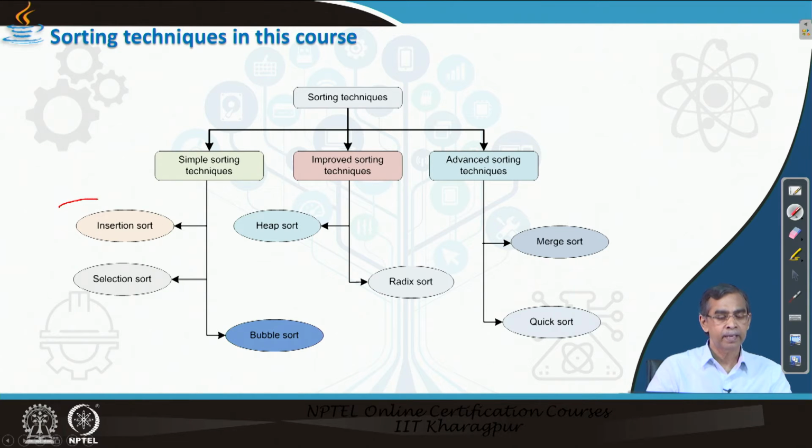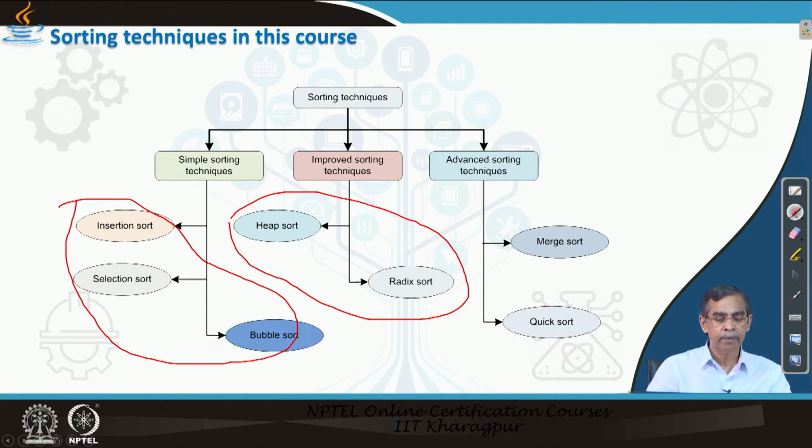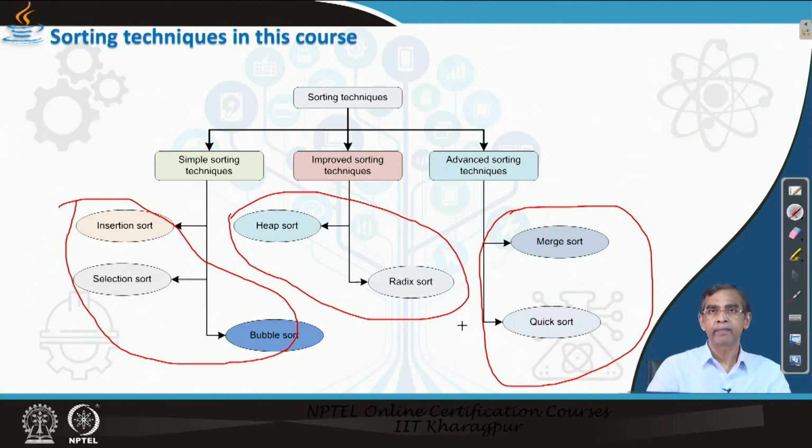I have already given an idea about that. This one is based on simple sorting techniques. These techniques are based on a different principle, called improved sorting techniques, and these are techniques devised later on, called advanced sorting techniques. So all the sorting techniques are categorized into three different criteria: simple, improved and advanced.